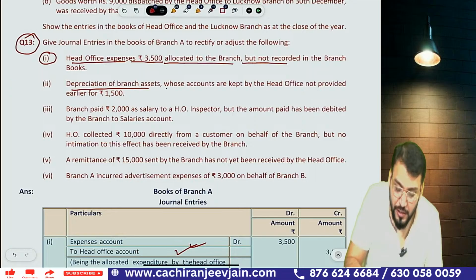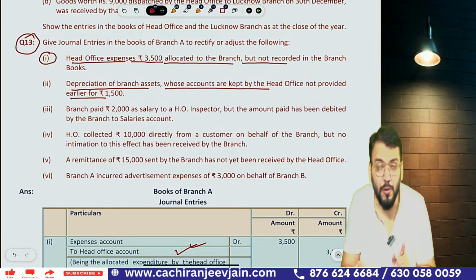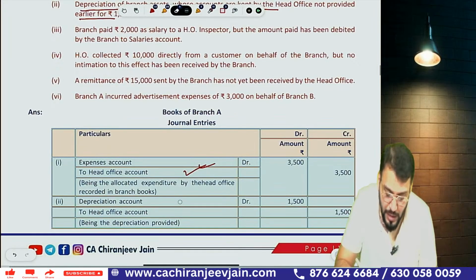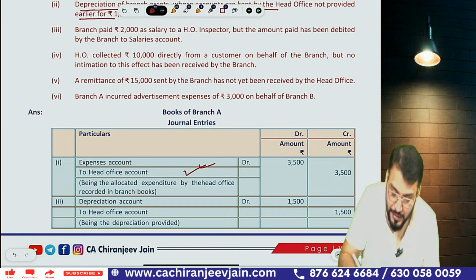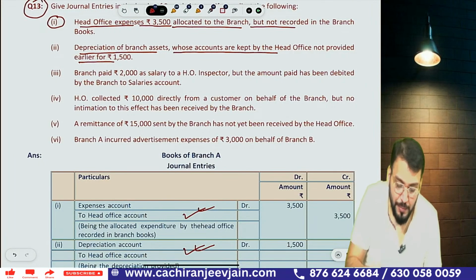Depreciation of branch asset whose accounts are kept by head office, not provided earlier. Already I said this is very important. The depreciation account debit to HO account. Correct. I think in this you have all done correct.